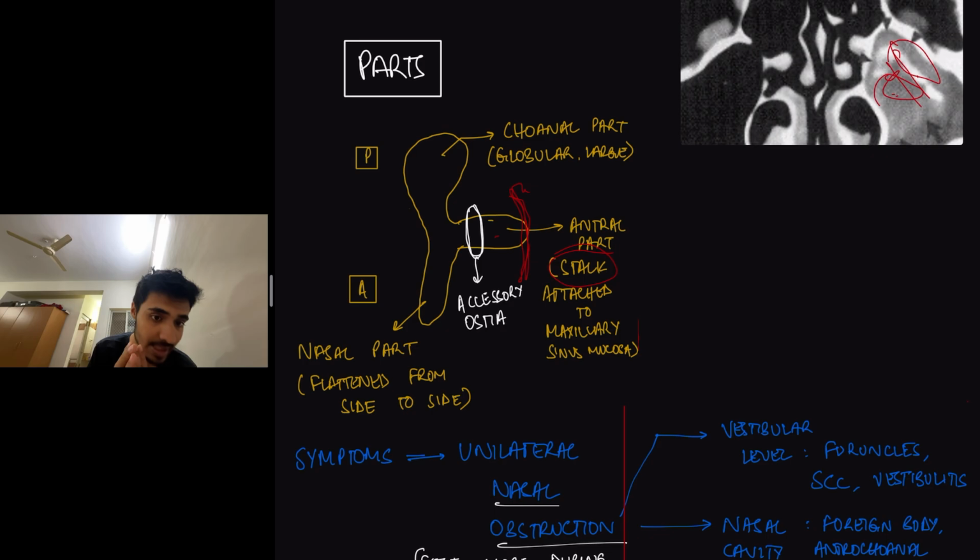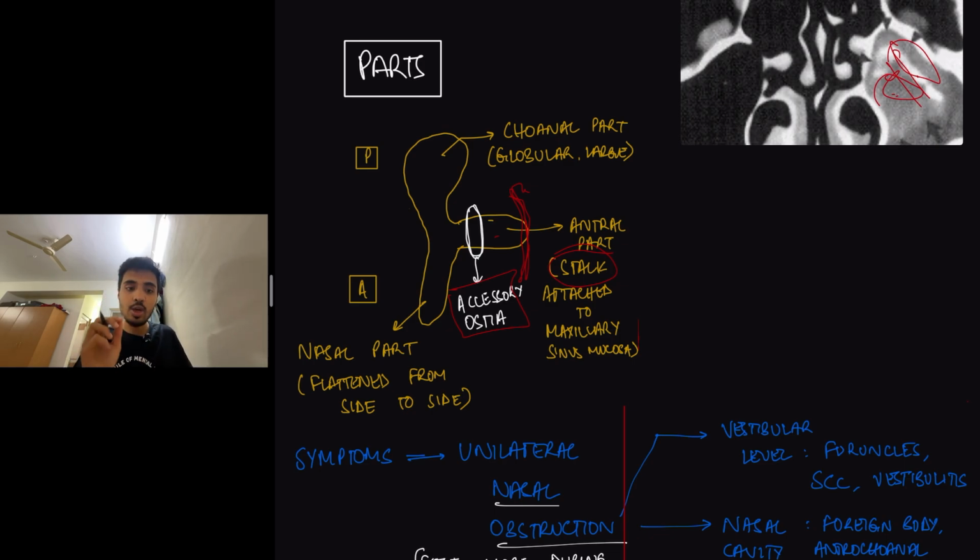Now, the maxillary sinus has two ostia. It has the sinus ostium and the accessory sinus ostium. In most cases, the polyp comes out through the accessory sinus ostium. So it comes out through the accessory sinus ostium, and it enters the nasal cavity. Now, it can grow two ways.